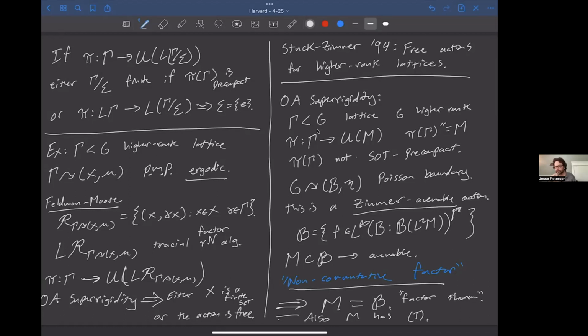And then finally, I'll end with just mentioning a follow-up. I mentioned everything here for simple Lie groups, so here Gamma is a lattice in a simple Lie group. You could also ask the same thing for semi-simple Lie groups, and much has gone on in this direction.